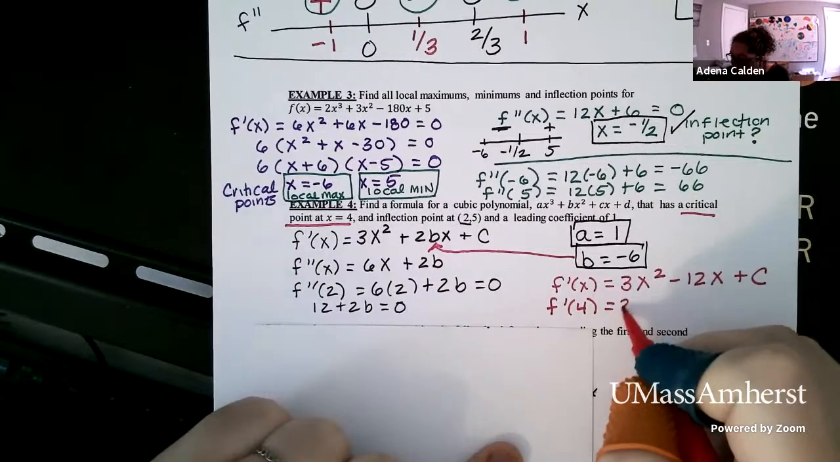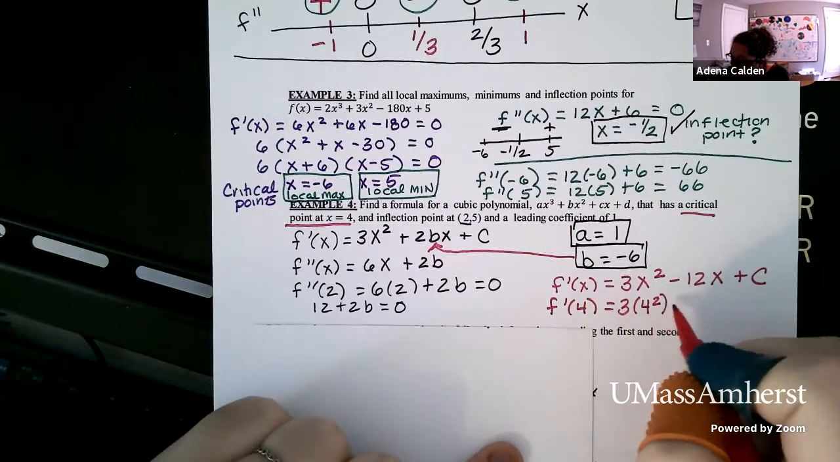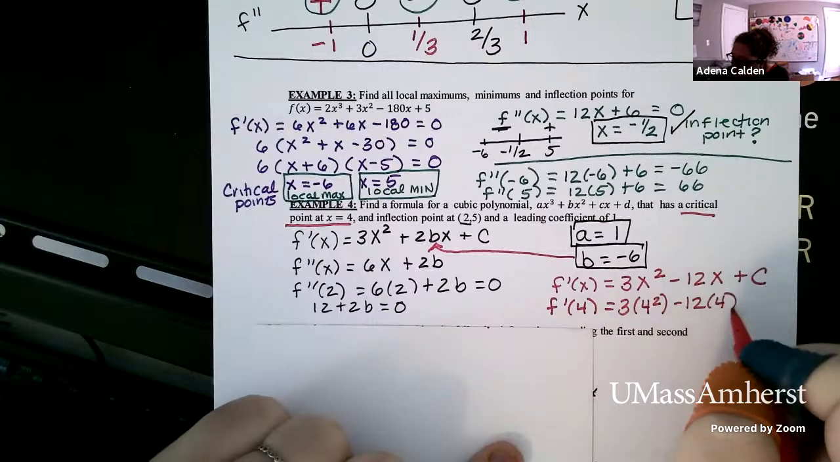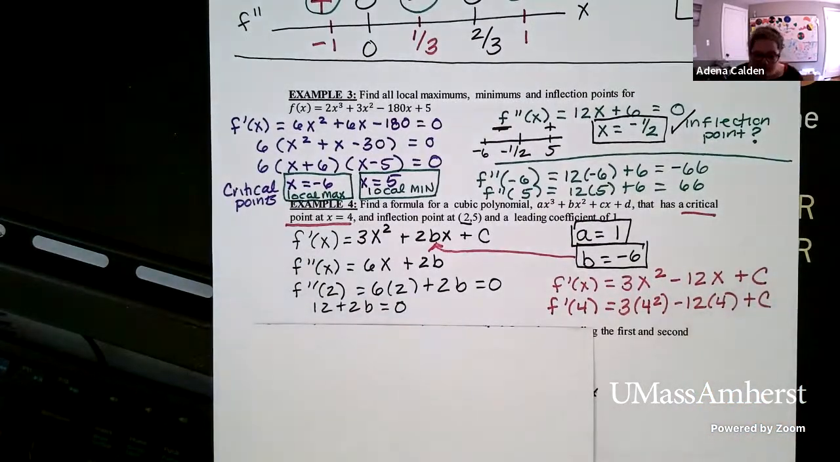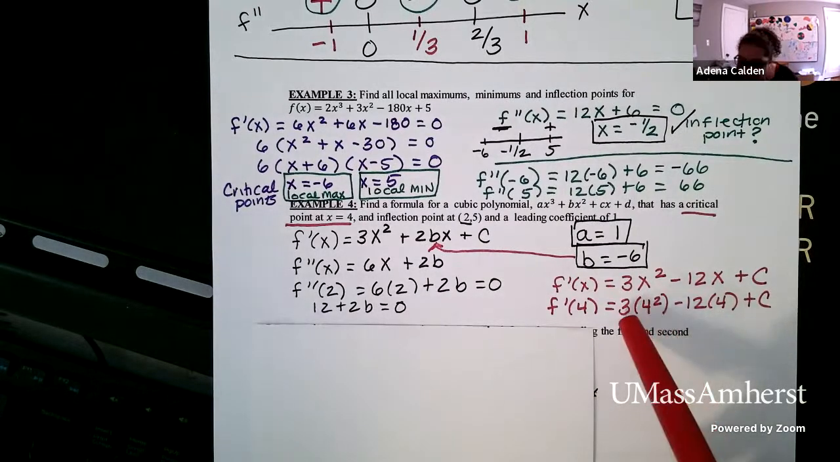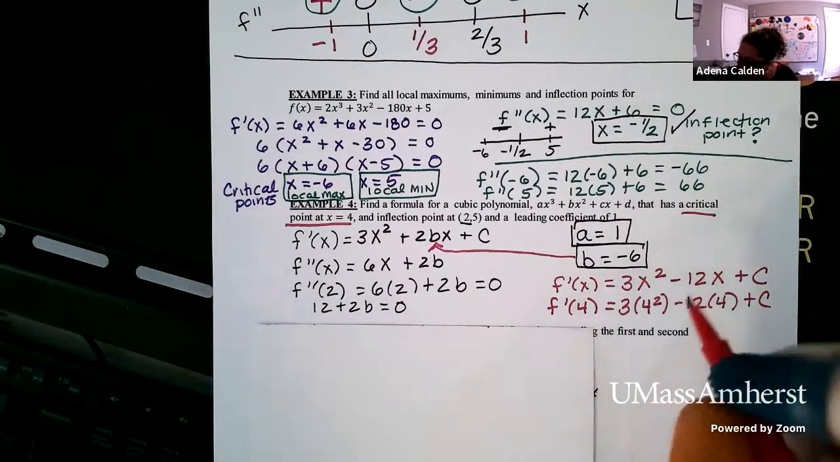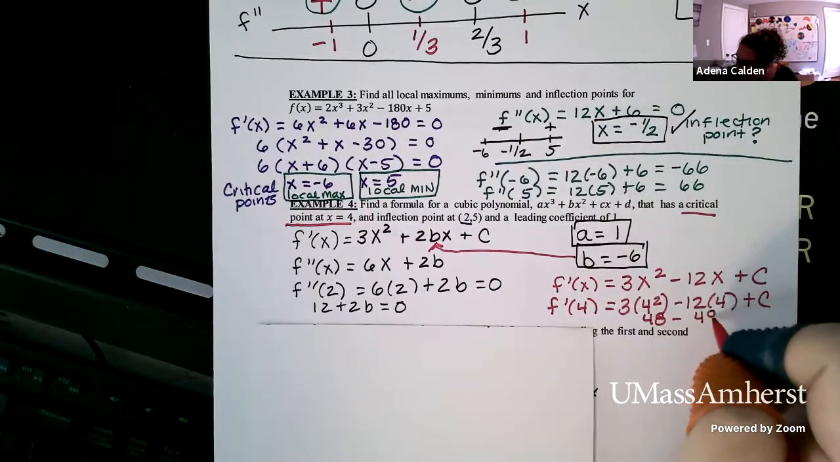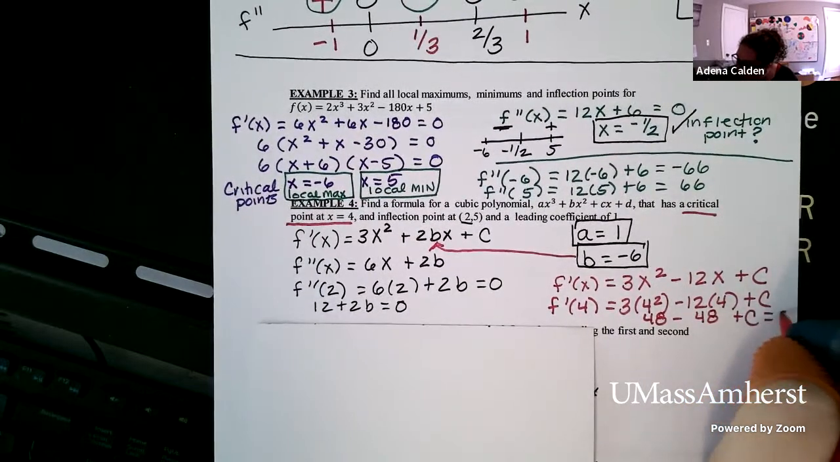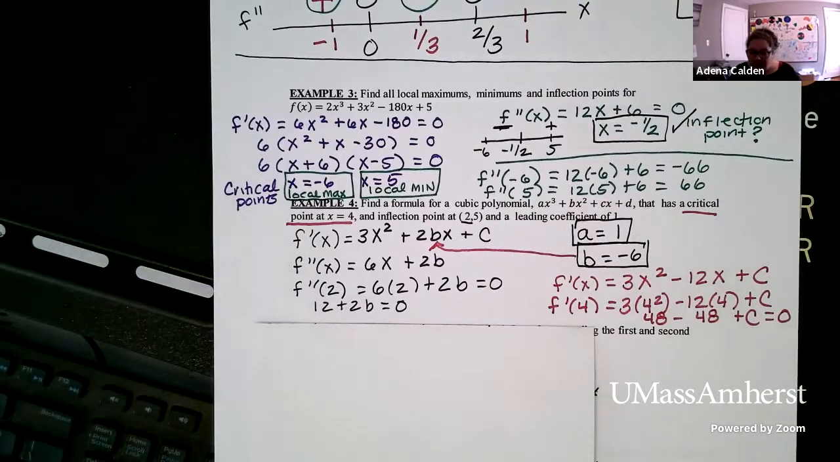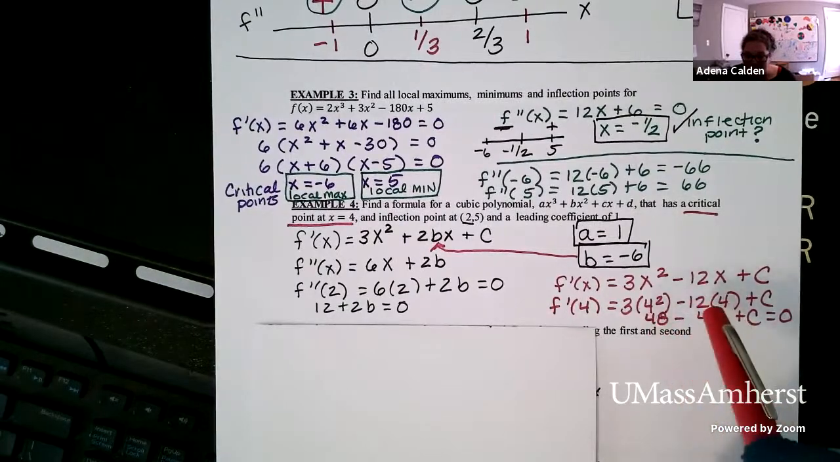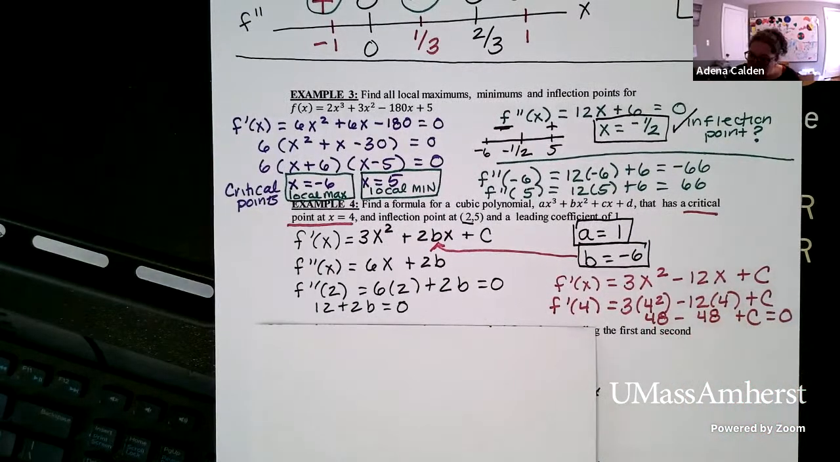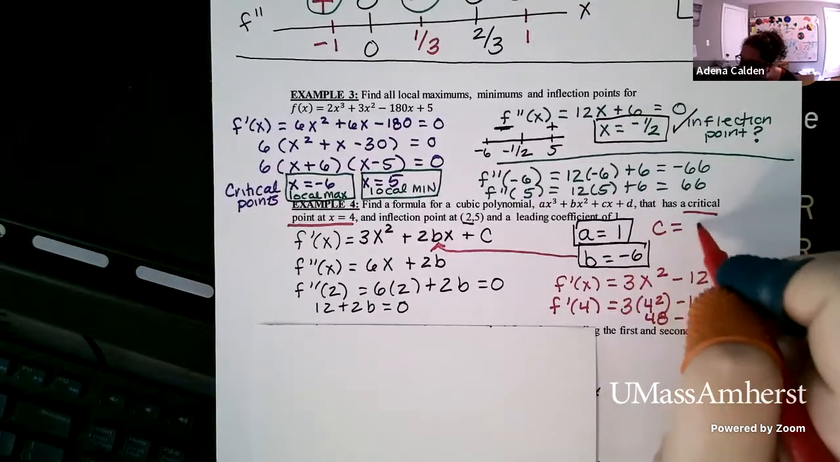Okay, and again, this is slightly different than the way we normally use critical points. So it takes a little bit extra thinking and analysis to figure that out. Okay, so if we crunch these numbers, 4 squared is 16, 16 times 3 is 48. 12 times 4, also 48, plus c, and because we plugged in a critical point, that would have to equal 0. Well, 48 minus 48 is 0, so we get c equals 0.